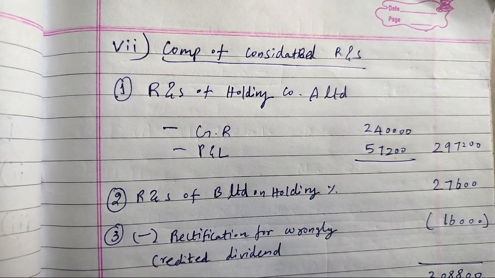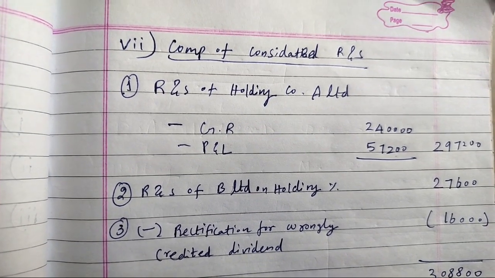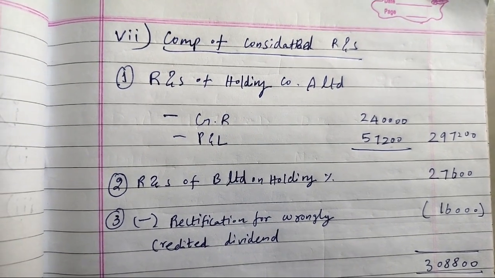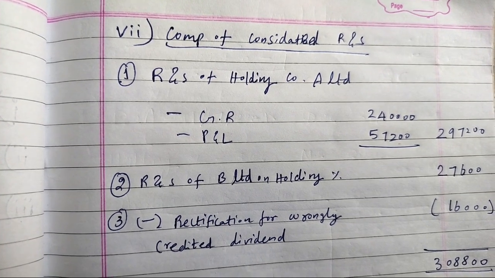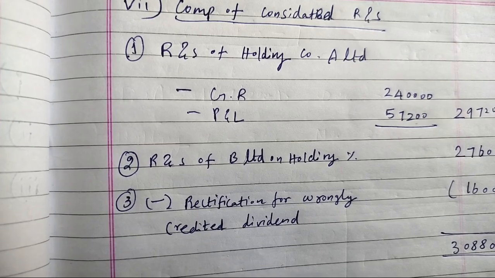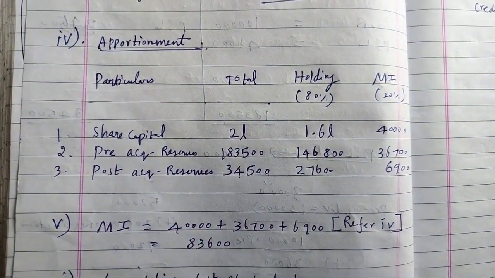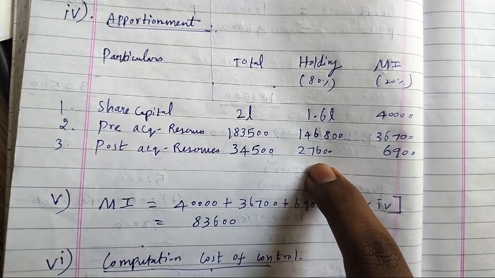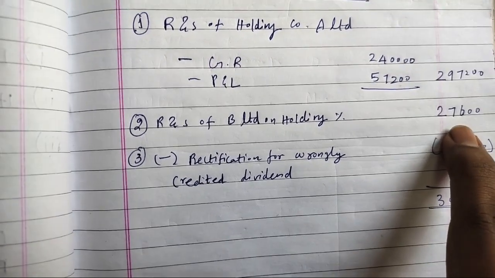After that, we need to compute consolidated reserves and surplus. In the balance sheet there will be reserves and surplus, so we need to compute that. First is reserves and surplus of the holding company. Directly you can take it from the balance sheet and add it. And next is reserves and surplus of B Limited on holding percentage. In the fourth point, in post-acquisition reserves, holding 27,600. Take that and put it in the sixth point, consolidated reserves and surplus.